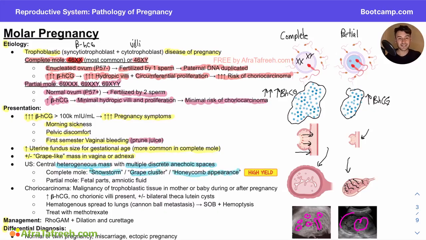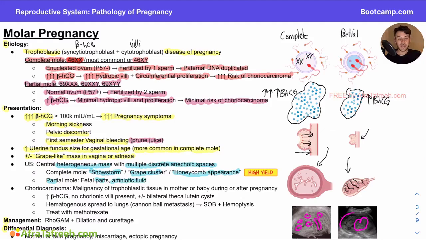Those are all examples of phrasing I have heard used on the exam, and I would say that is really high yield phrasing because they are really wanting you to point out this rogue placental tissue that is the whole root of the cause of our molar pregnancies. I also wanted to just highlight that our partial moles are going to have fetal parts because we have that P-A-R-T, and you're also going to be able to see amniotic fluid in these pregnancies.